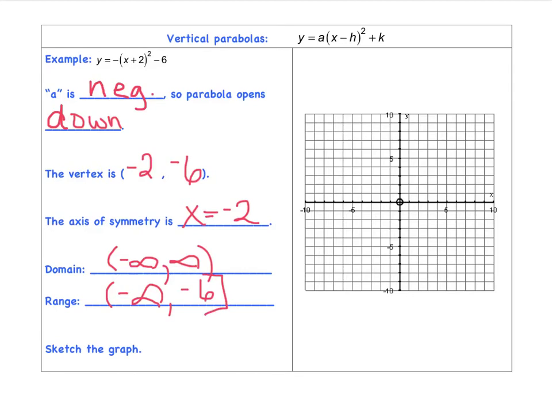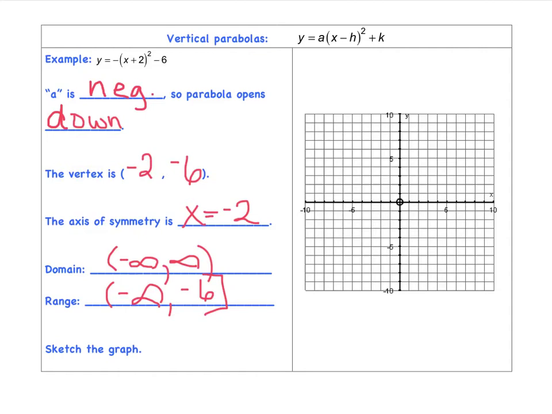Now remember, I put the bracket around the negative 6 because our range does include that point at -6. So it doesn't go just up to -6. It goes up to and includes -6. Now let's go ahead and sketch this graph.